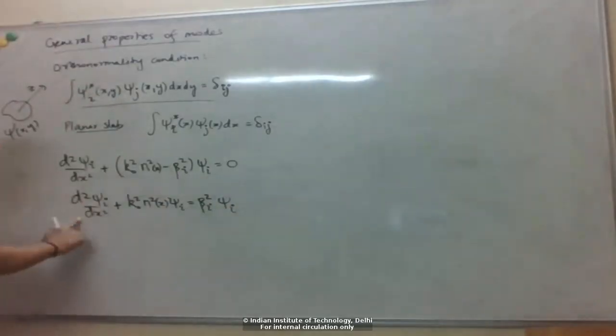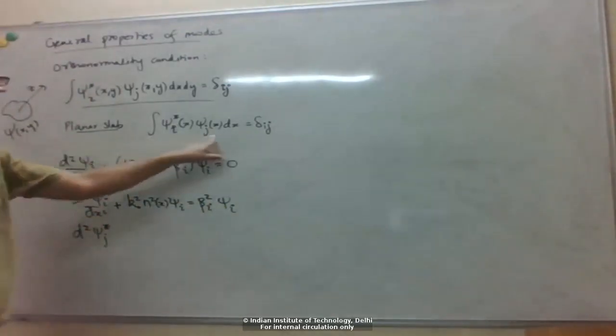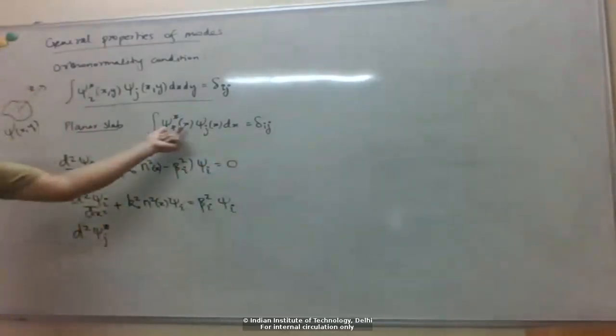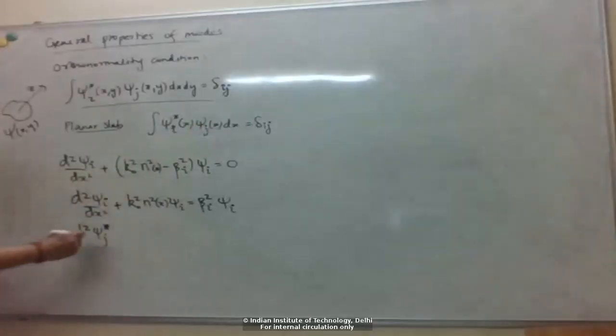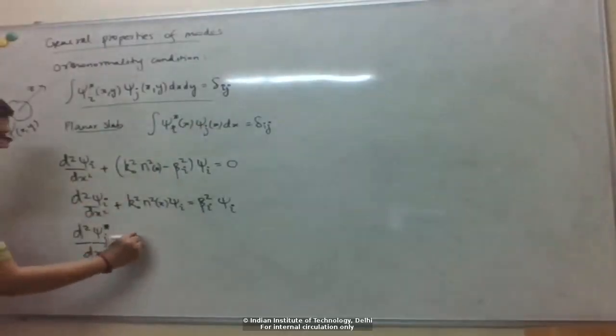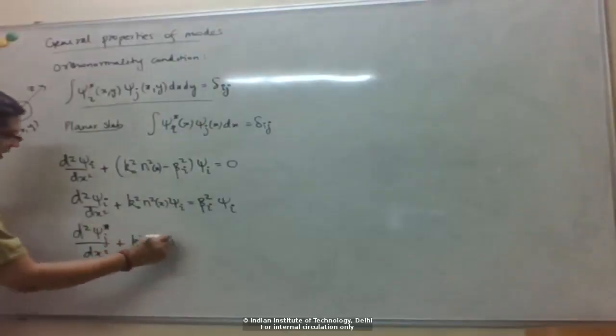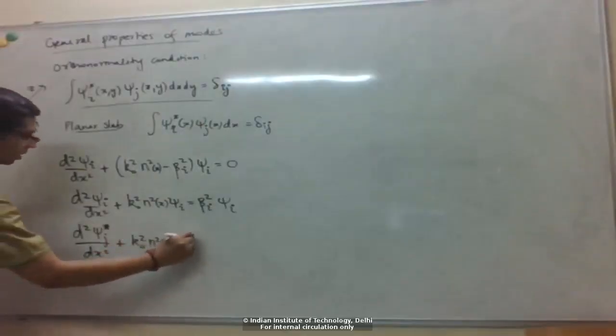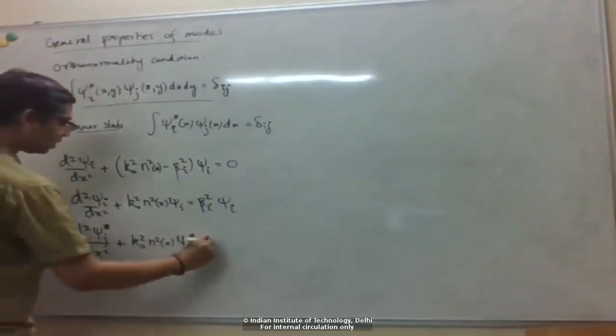So we can write this for another mode, like the jth mode also, right? Just replace i by j, and then we take the conjugate. Remember, we want to show something like this: take the product of one mode conjugated with another mode. So let's write the equation for the other mode. Here everything is real, so only the mode function gets conjugated.